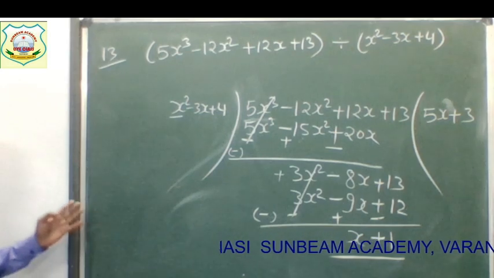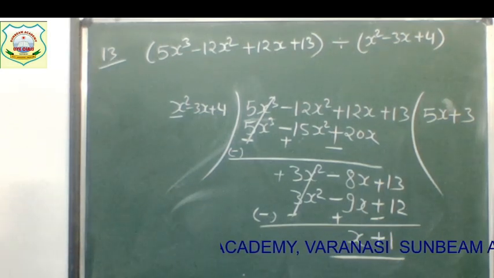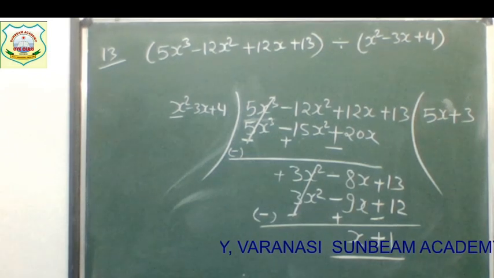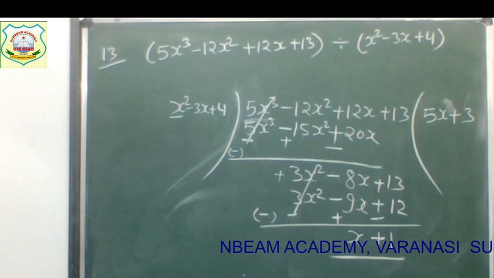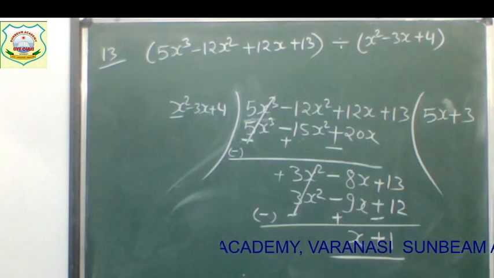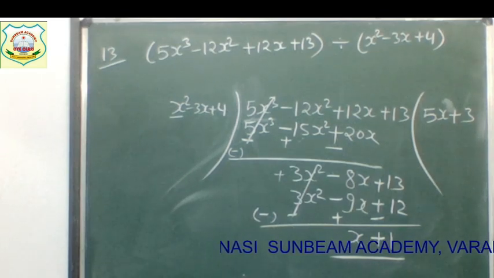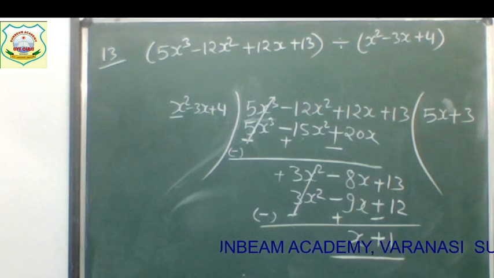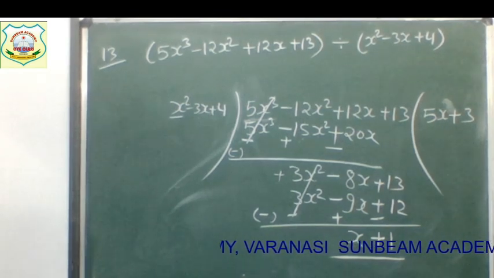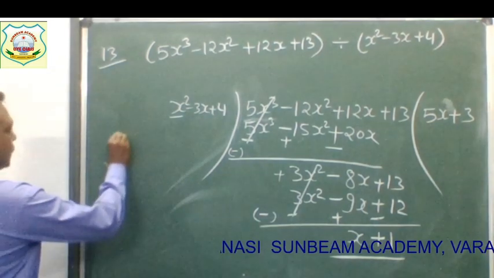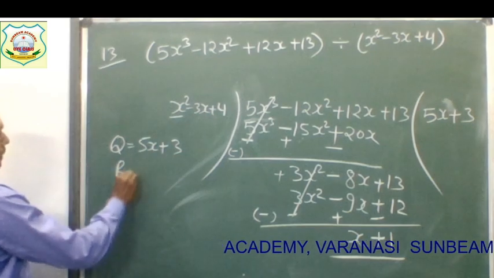This way, the quotient is 5x plus 3 and the remainder is x plus 1. Note it down, students. Also you will write the quotient and remainder, because there also the remainder is here. So students, quotient 5x plus 3 and remainder is x plus 1.